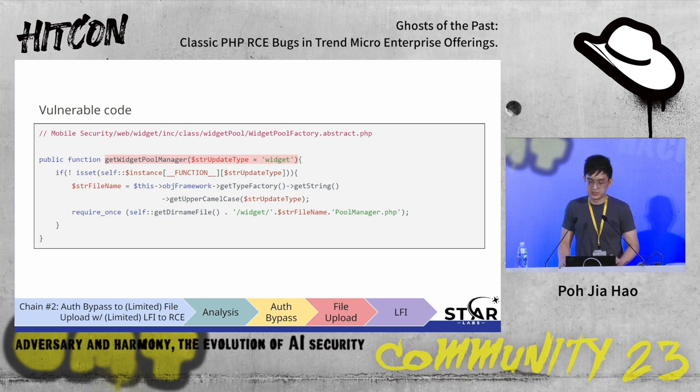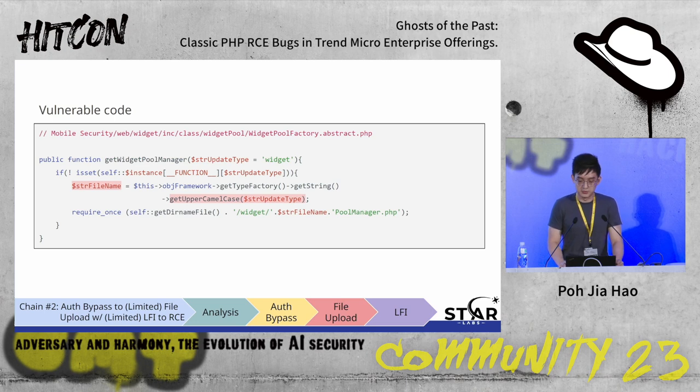Observe that this highlighted function takes in an optional single argument labeled as string update type. Then this argument is passed to this get upper camel case function, and its return value is stored into the string file name variable. This variable is then concatenated as part of the require once directory. And since there is no input validation in place, it seems that if we can control this function argument, we should be able to perform path traversal to manipulate the path to the pool manager PHP file to be included.